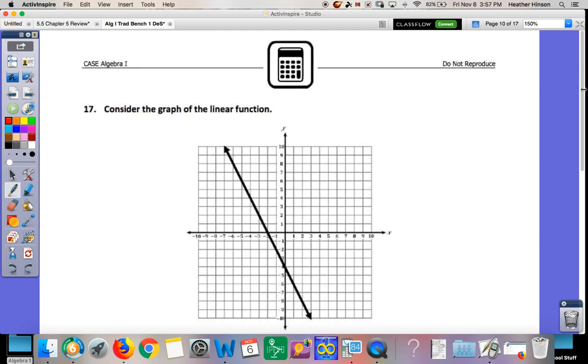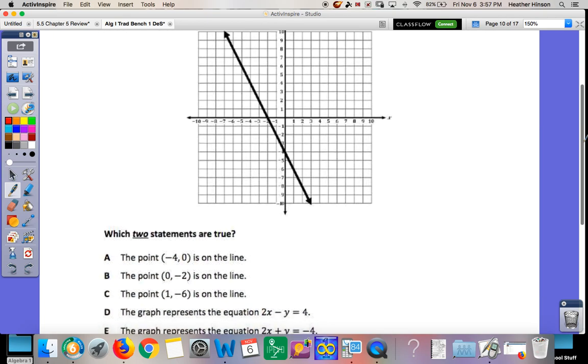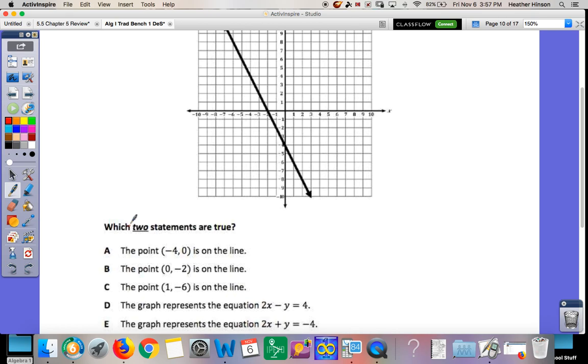17. We have the graph of a linear function here. Which two statements are true? So two statements. Is the point negative 4, 0 on the line? Well, your points are always going to be x, y. So this is x, this is y. So go to negative 4 on x, 0 on y. So don't go up or down any. That point, not on my line.